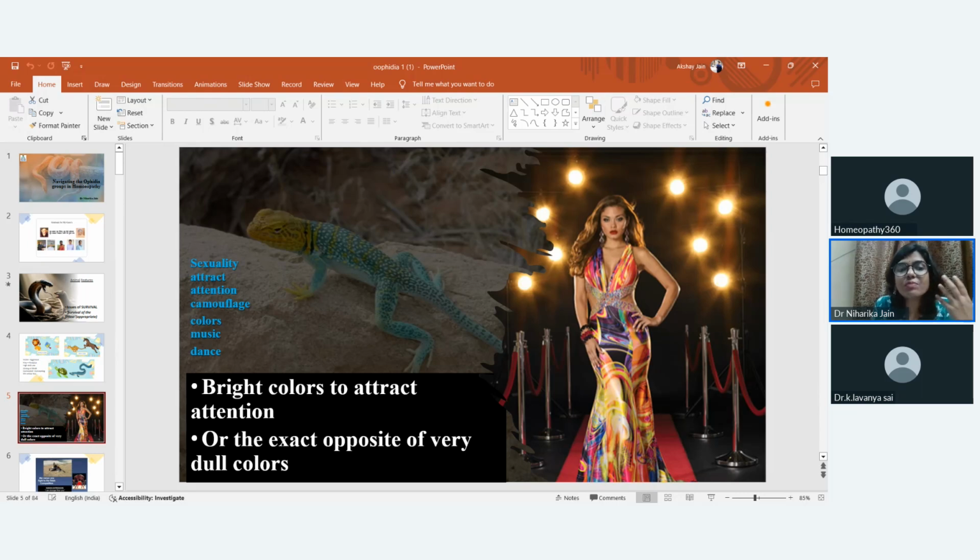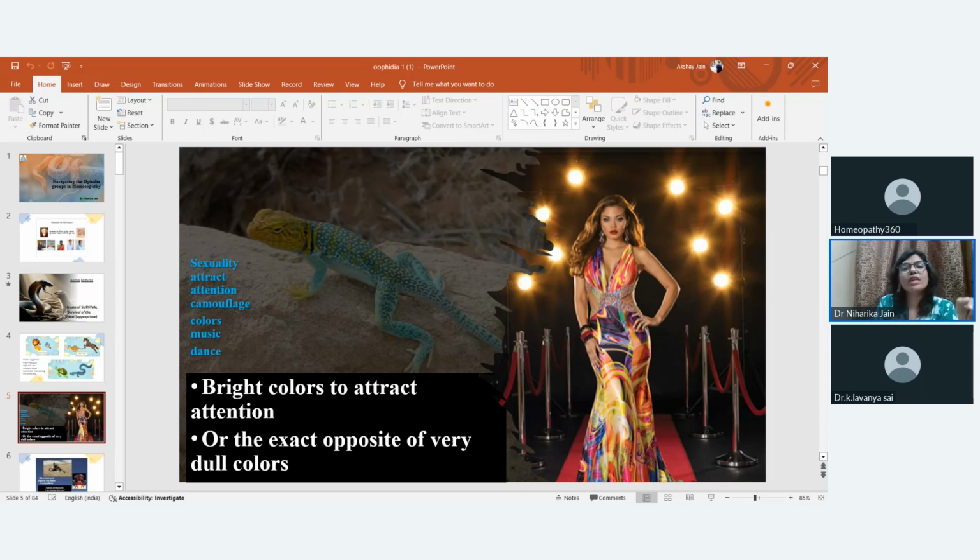Camouflage. What is the meaning of this particular word? The way they blend with the surroundings. वो बोलते हैं ना, गिरगिट अपना कलर बदल लेता है. वो सेम वर्ड आपको देखना है कि एनिमल जब भी होगा ना, वो सराउंडिंग के अकॉर्डिंग ही चेंज हो जाते हैं. So you never spot them. They have one quality: colors. They are very interested in every color and especially bright colors. Music or dance. Bright color to attract attention, or the exact opposite, very dull color.